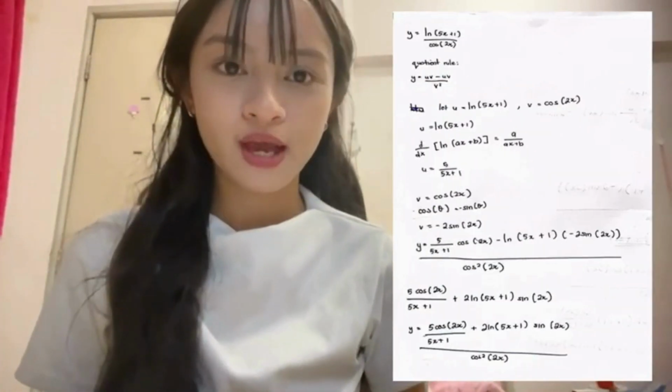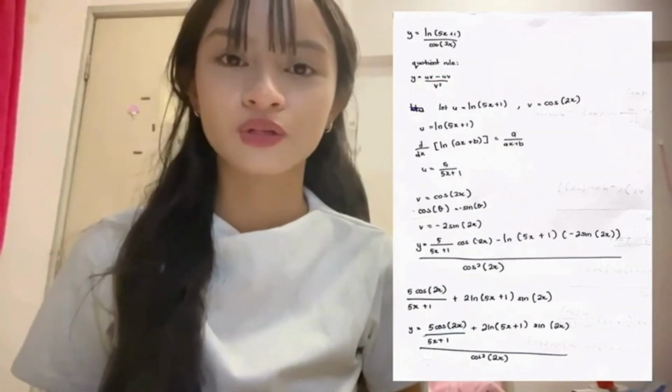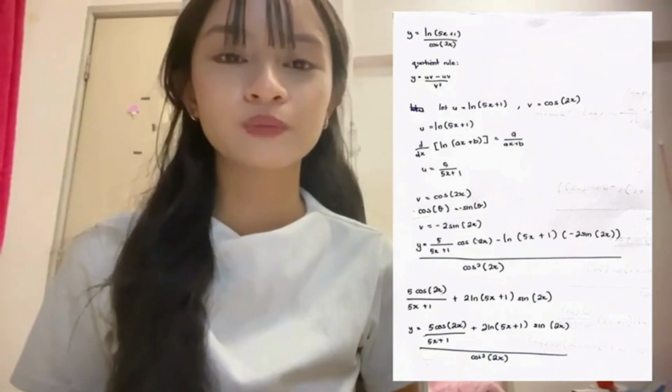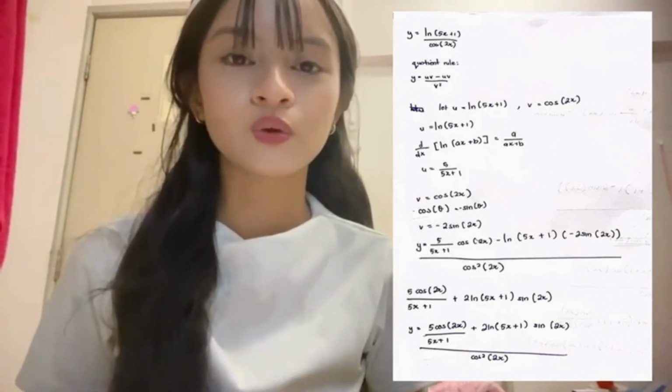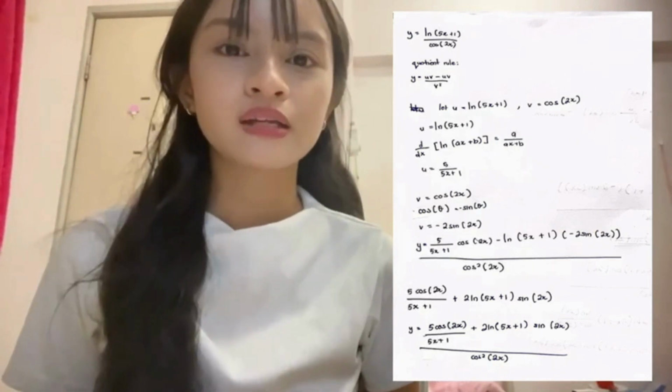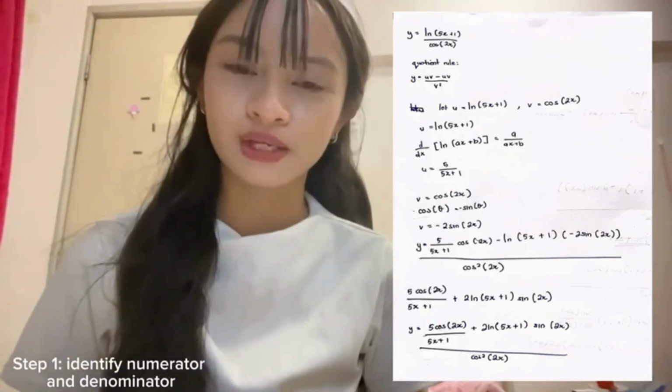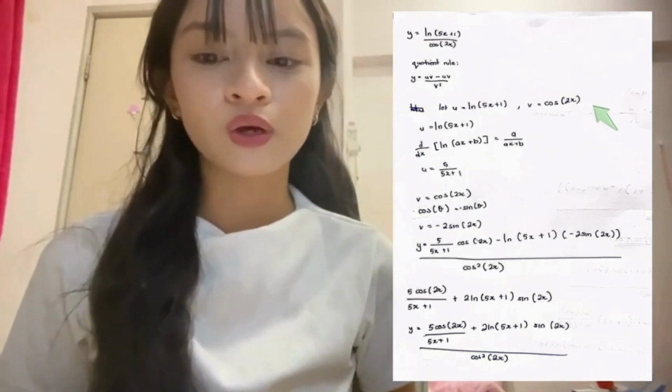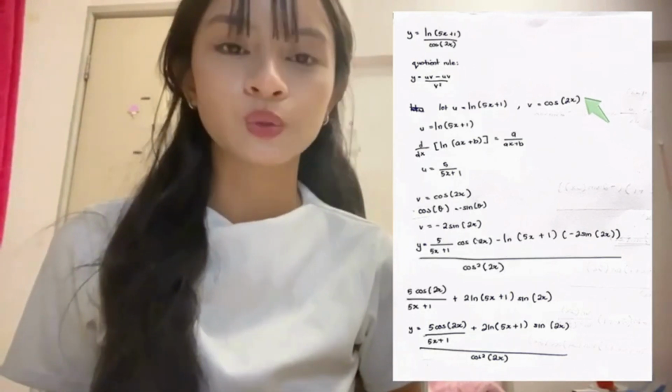For question 1b, I will show you how to differentiate the function of this question. Since this function is a fraction where both numerator and denominator contain x, we use the quotient rule, that is y' equals (u'v minus uv') over v squared. The first thing is to identify the numerator and denominator. Let u equal ln(5x plus 1) and v equal cos 2x.